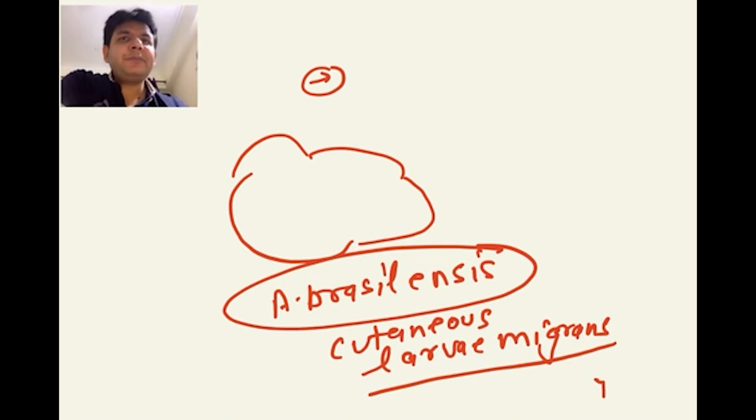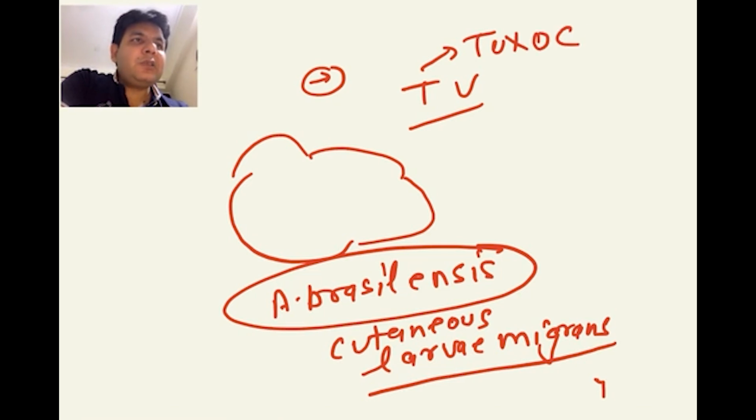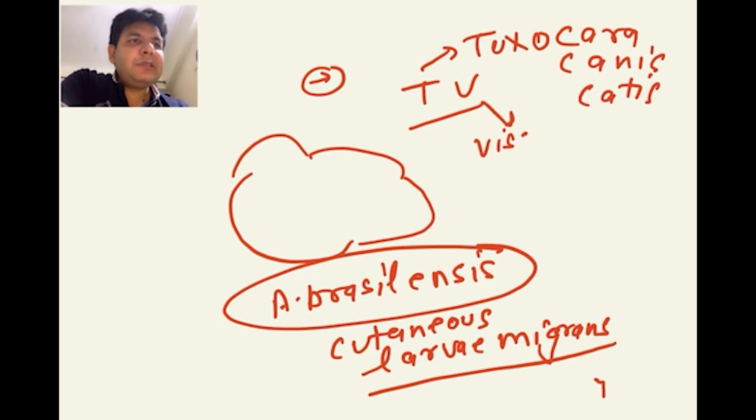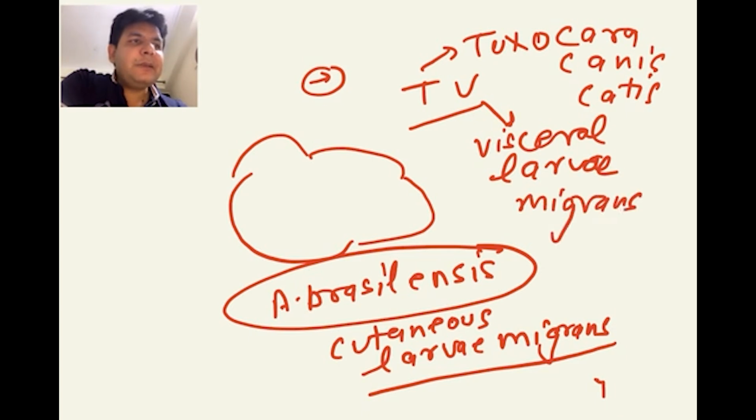You remember it like this, TV. T is Toxocara, not Toxoplasma. Toxocara canis and Toxocara cati lead to visceral larva migrans. This also needs to be observed.